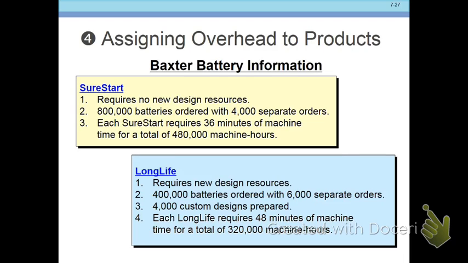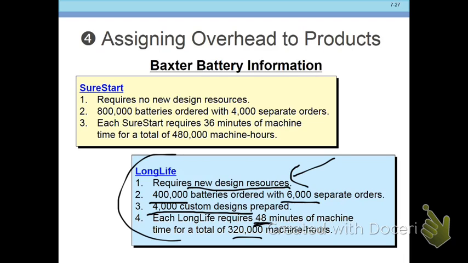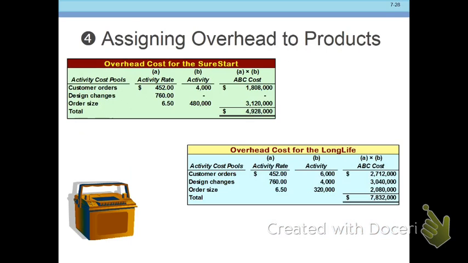Notice also then they had this other battery. Okay, this other battery was called Long Life. It did require design resources. There were 400,000 batteries ordered on 6,000 separate orders. There were 4,000 custom designs, and each one took a little longer. So now we can go ahead and determine, hey, is Sure Start and or Long Life the profitable battery for us to have?